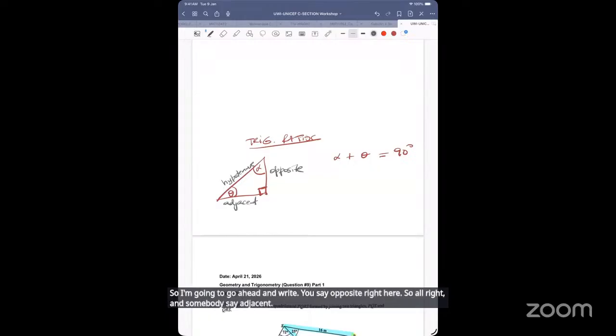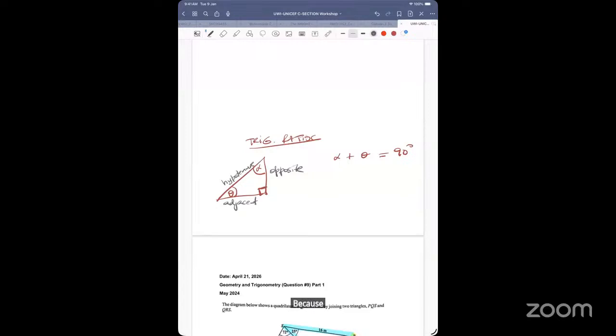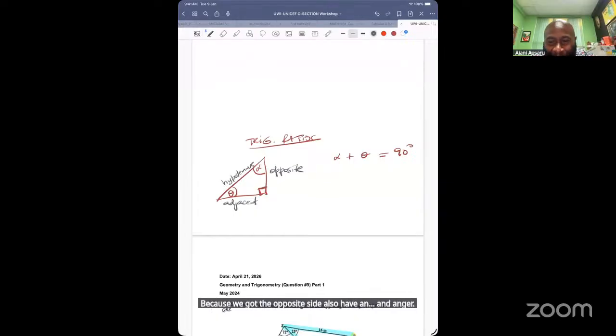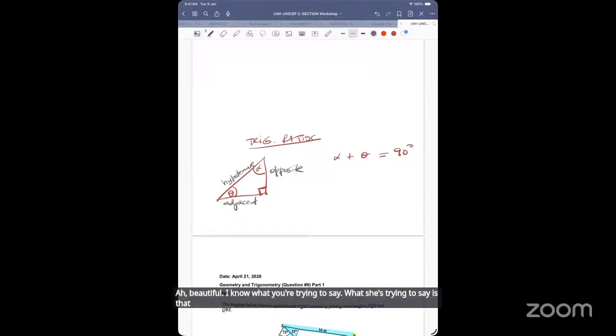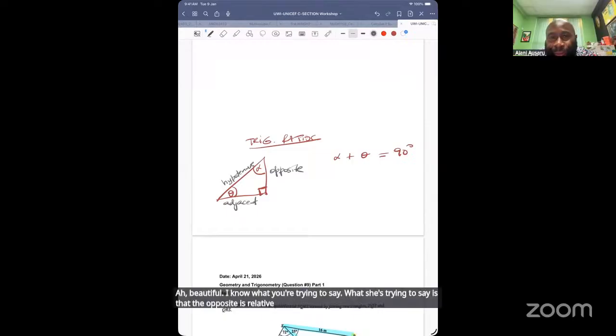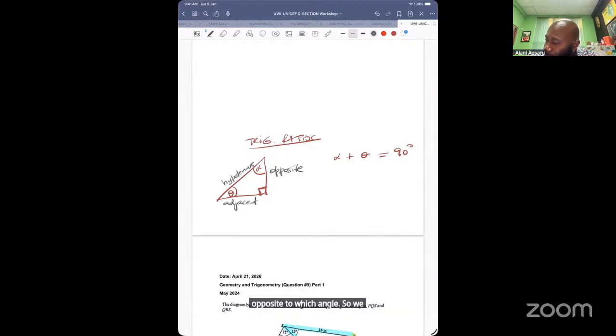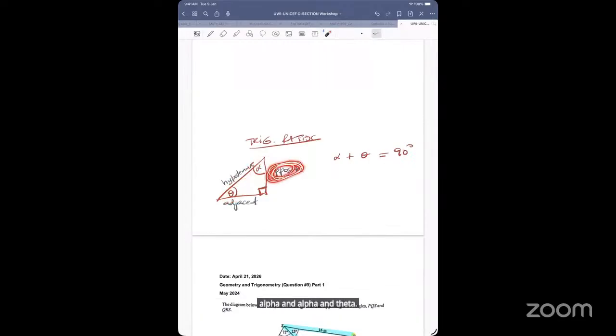Because the opposite side also has an angle. Ah, beautiful. I know what she's trying to say. What she's trying to say is that the opposite is relative. You have to have a reference angle. You can't just say opposite. It is opposite to what? Opposite to which angle? So we have two acute angles here, alpha and theta. Is this opposite to alpha or opposite to theta?